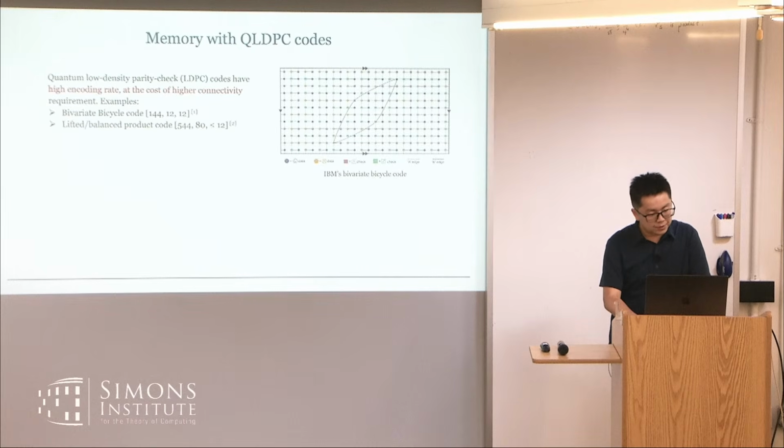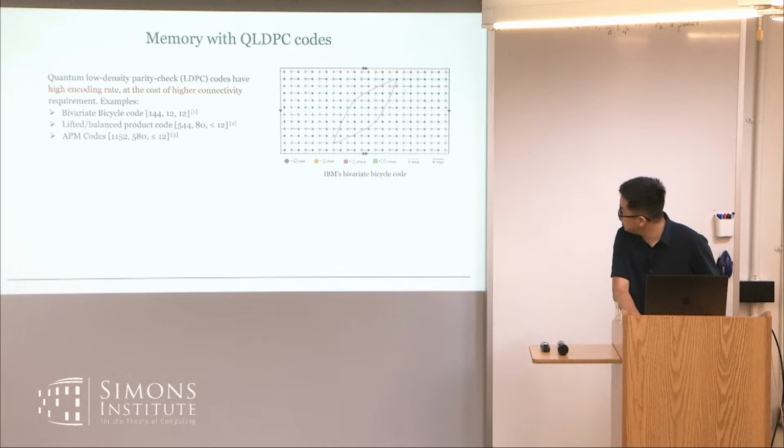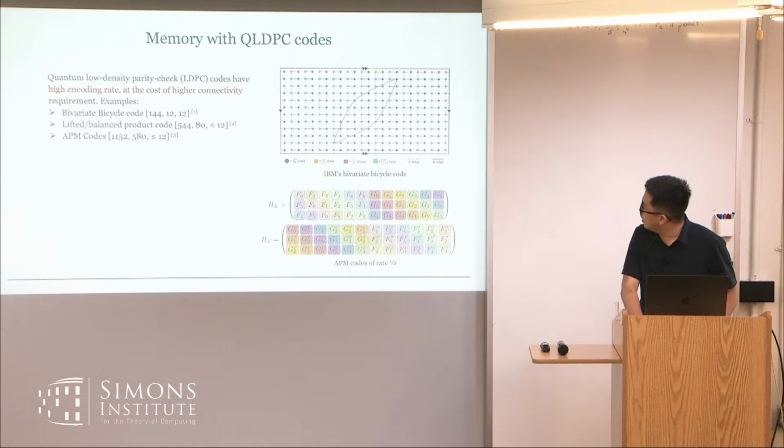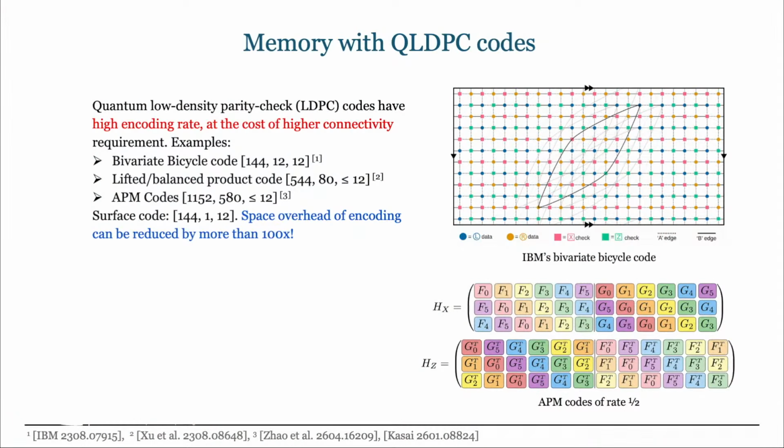Now, there are other examples. There's the lifted balanced product codes, which are very popular. And very recently, there are these codes called affine permutation matrix codes that were just developed over the past few months. And the thing to note here is that 580 is more than half of 1152, which means we have an encoding rate of slightly more than half. This is really, really surprising, especially when we compare it to surface codes. You can see that the space overhead of encoding can be reduced by a factor of more than 100, especially at slightly larger scales.